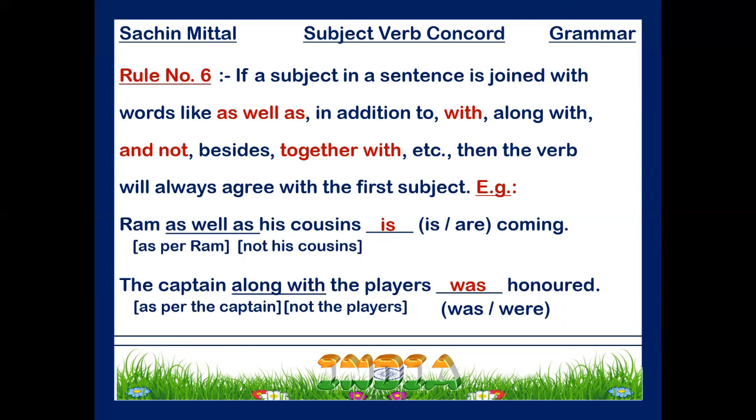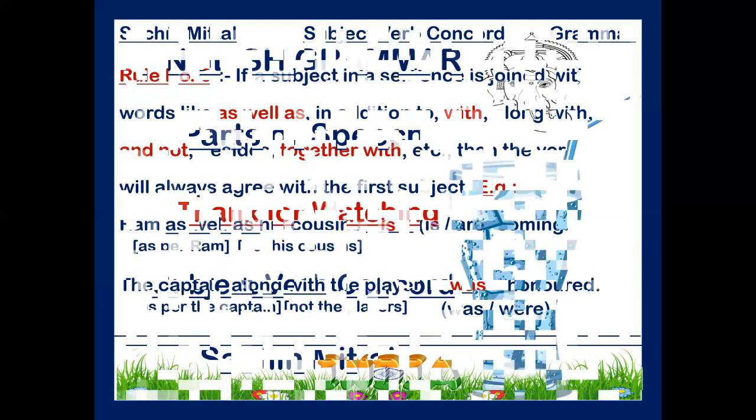Okay, second example, the captain along with the players was honored, because the captain is coming first with along with, so always a singular verb will be used. So we have used was, which is as per the captain and not the players. I hope you understand this particular thing. Very nice, very nice. So this completes the first part of our topic, that is subject verb concord.